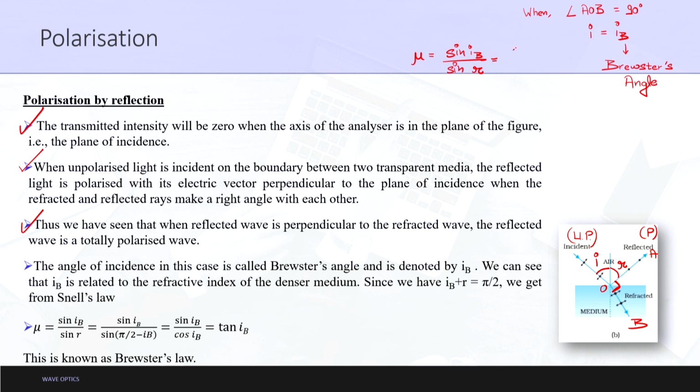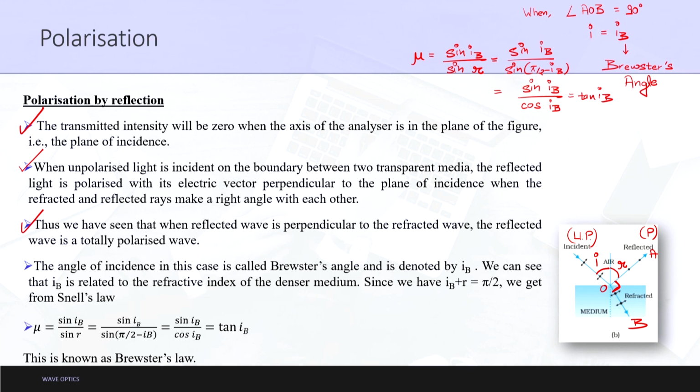Using these equations we can get R is equal to pi by 2 minus IB. So, sine of pi by 2 minus IB, as we know from trigonometric calculations, sine of pi by 2 minus A is equal to cos A, hence this will be equal to cos of IB, which leads to mu equal to tan of IB. So, refractive index is nothing but equal to tan of IB, where IB is Brewster's angle.